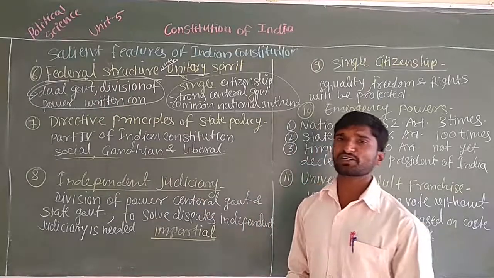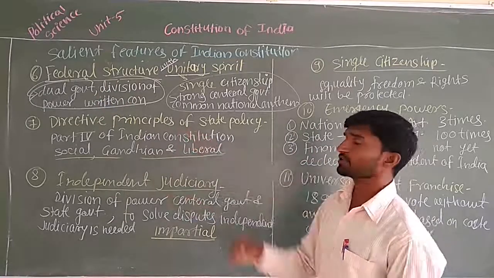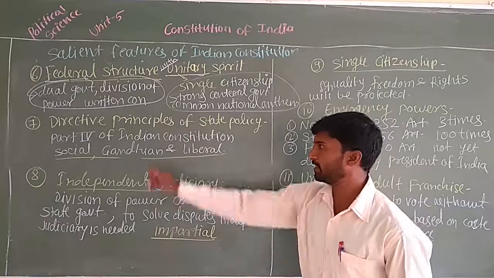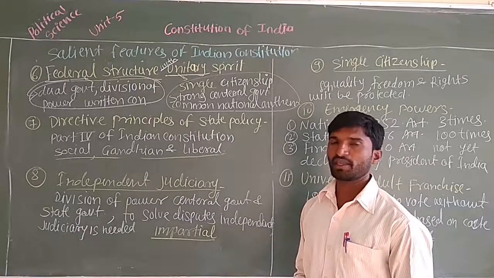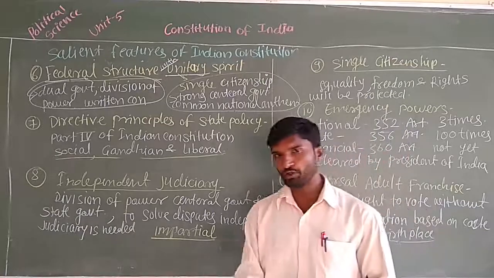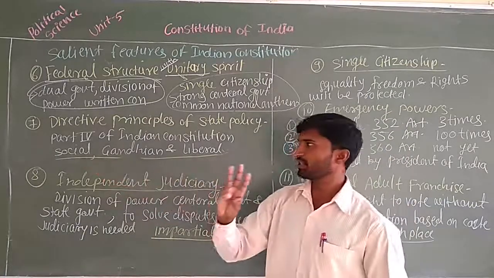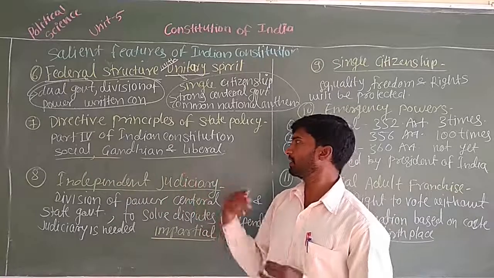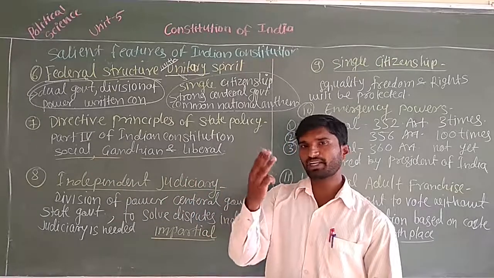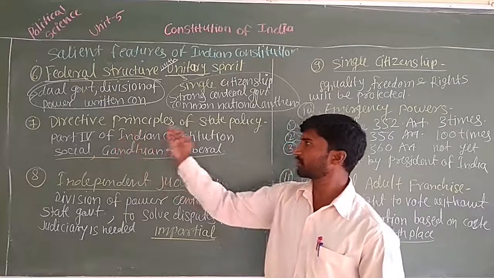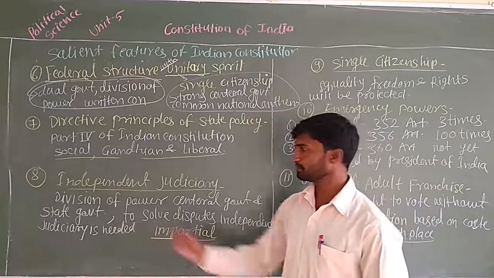The Indian Constitution consists of the directive principles of state policy in the 4th part of the Constitution, and these directive principles are categorized into 3: social, Gandhian, and liberal. In 3 categories we can divide the directive principles of state policy.